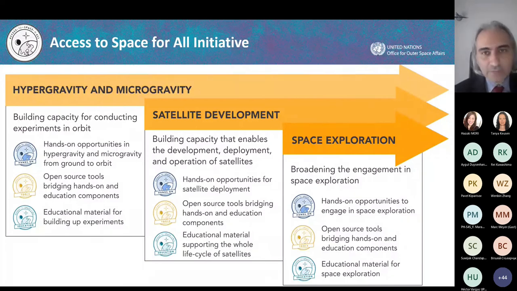For instance, in the satellite development track, we have an opportunity together with JAXA, the Japan Aerospace Exploration Agency, to be able to deploy a satellite from the International Space Station, 1U CubeSat. We also have under the same track, the satellite development track, another opportunity with a private company, Avio, to be able to deploy a 3U, which is a slightly bigger satellite, launched from a rocket.